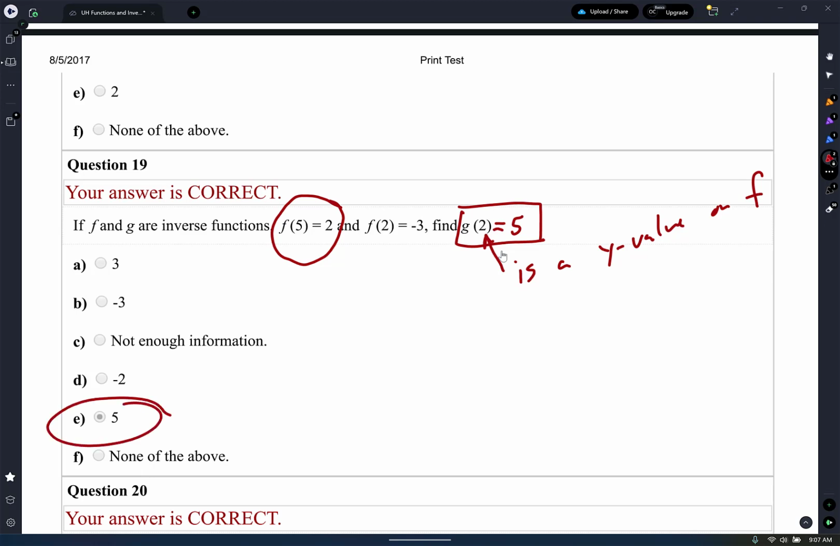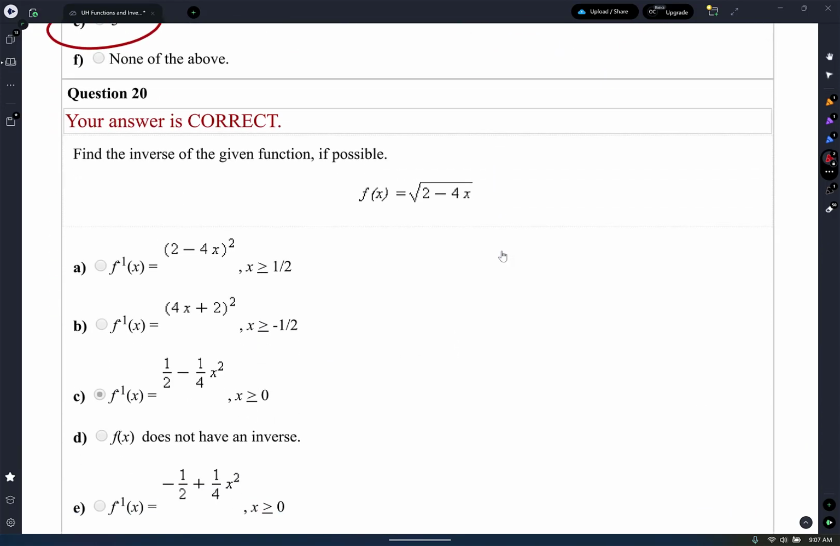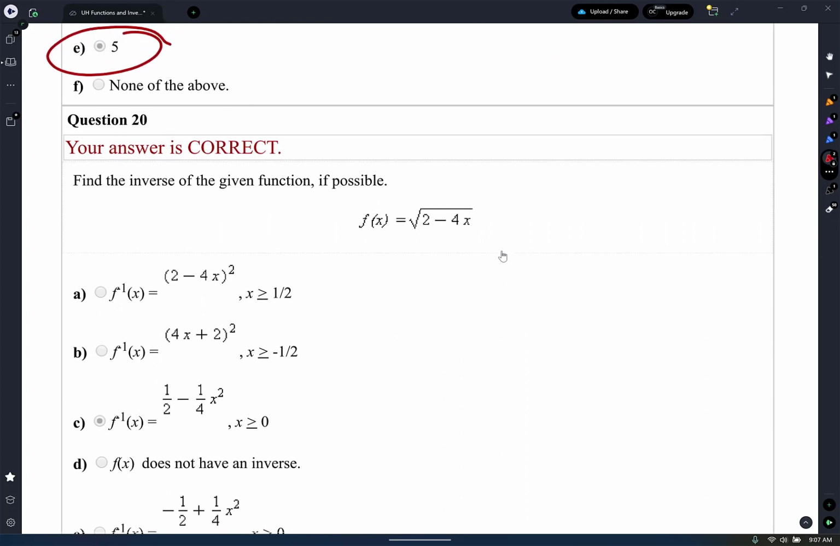Yeah, your x turns to your y turns to your x. That's the definition of an inverse. It reflects across the line y equals x. Yeah, we'll go over it again. Find the inverse function of the given function if possible. It is switch your x and your y.